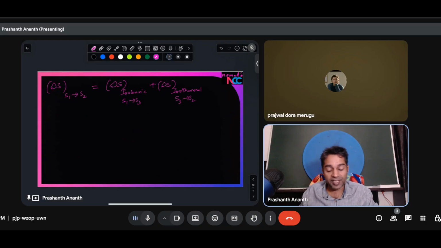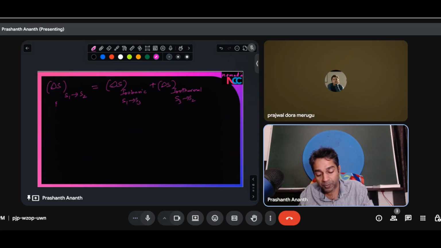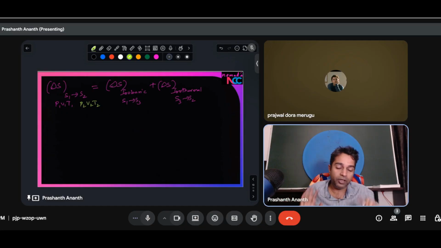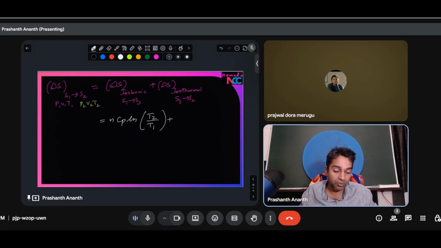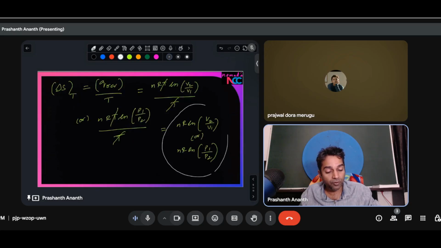So now what is S1 to S3 isobaric here? It is going to be something where the temperature ends up the same as the final state. S1 was P1 V1 T1 to final state P2 V2 T2. So directly put everything for T2 only, for state S2 only. Don't care about it beyond a point. So it works out as isobaric. We have just seen the formula a while back: nCp ln of T2 by T1. Plus isothermal, we have just had a look at that particular formula. These are the two formulas over here.